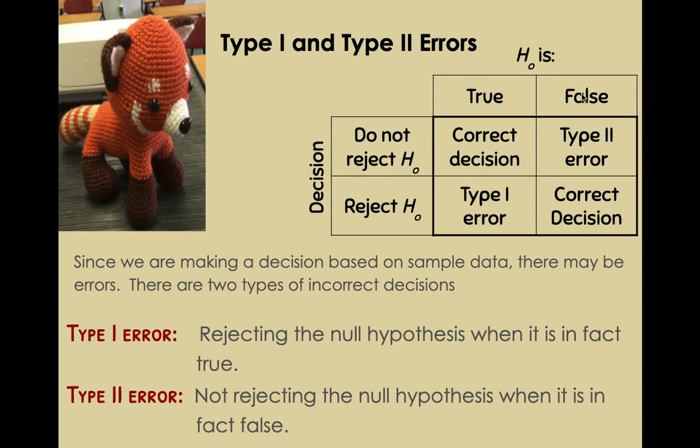In this case, they don't have the flu. I reject my hypothesis that they do. I'm right. But if they do have the flu and I don't reject it, I say, I can't say you don't have the flu, so you might have it. That's a type 2 error.